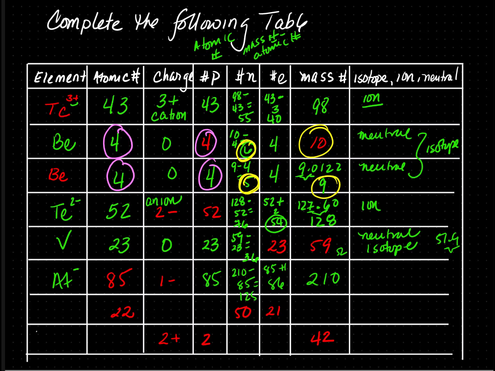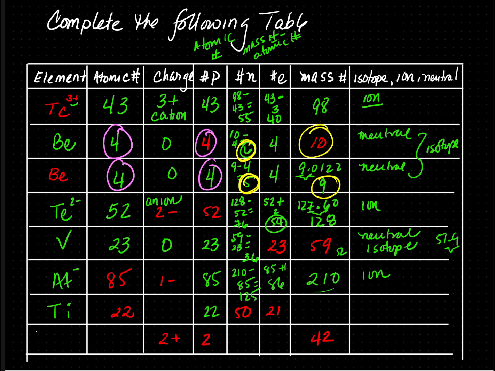So this one here is an ion, but since we got the mass number off the periodic table, it's just an ion. Next, 22. The atomic number is titanium on the periodic table, Ti. The number of protons is 22. It matches the atomic number.